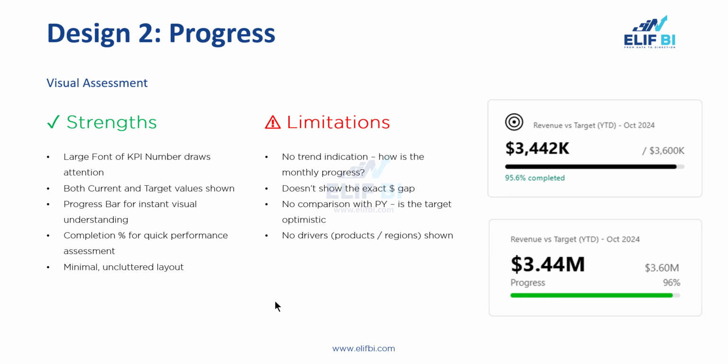But does it have any limitations? Of course. So what are these limitations? We have already talked about it. It's a minimal, uncluttered layout. But there is no trend indication. How is the monthly progress? It doesn't show us the exact dollar gap. We don't get to see it right away. There is no comparison with prior year. Is the target optimistic or not? We don't know it. And then there are no drivers shown. Which products or regions are meeting the target and which products are lagging behind, right? So all of this has to be shown.